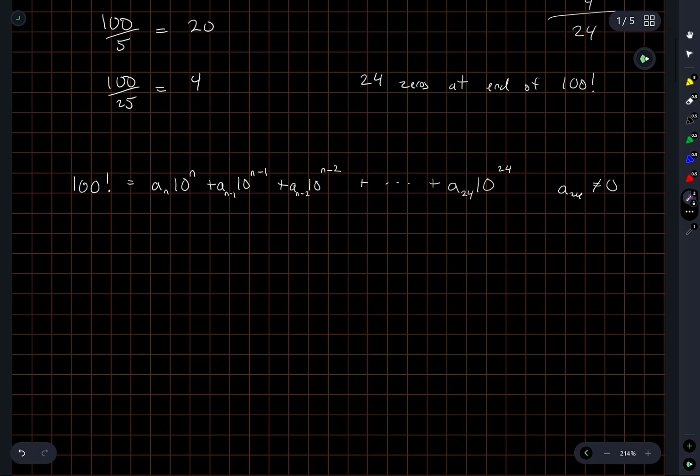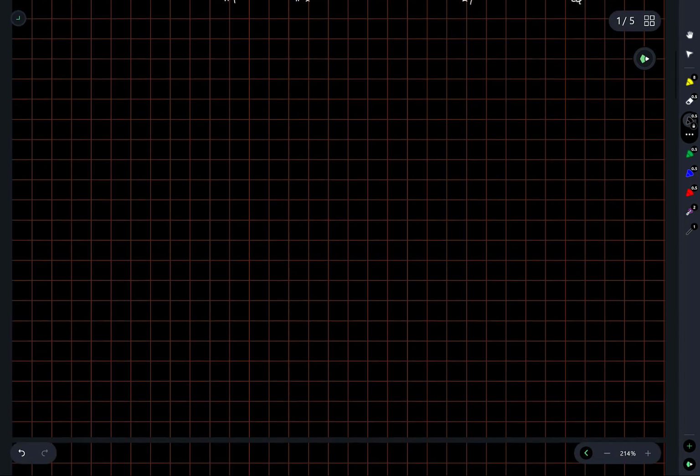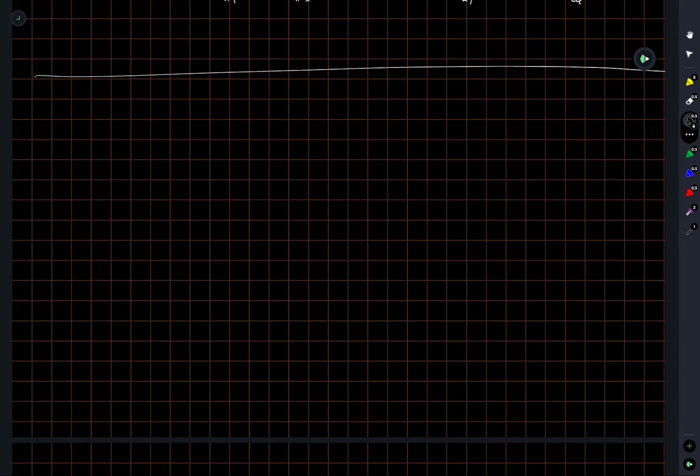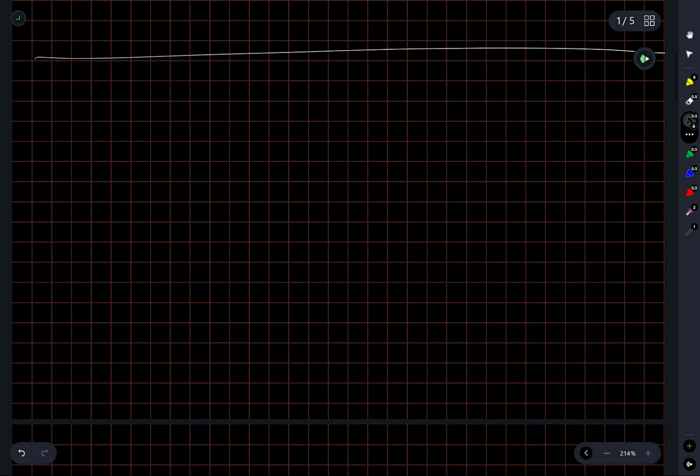But how do I...? I'm going to try this with smaller numbers just to see what I can figure out here. Why don't we try 10 factorial and see what happens? I don't remember what 10 factorial is off the top of my head. Maybe a table of factorials would help here. I think 7 factorial is 5040, but let's figure it out here.